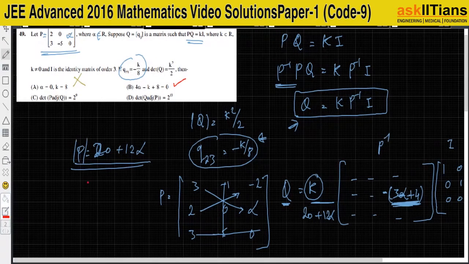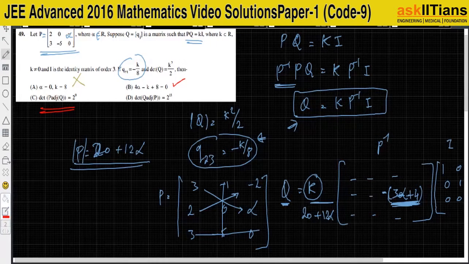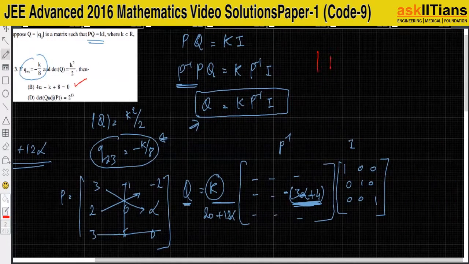We need to calculate the other two options also. That's determinant of P into adjoint of Q. We need to find this determinant of P into adjoint of Q, and this will be nothing but determinant of P into determinant of adjoint Q.